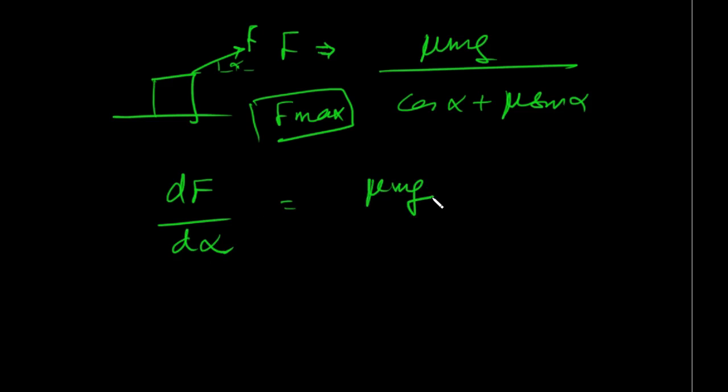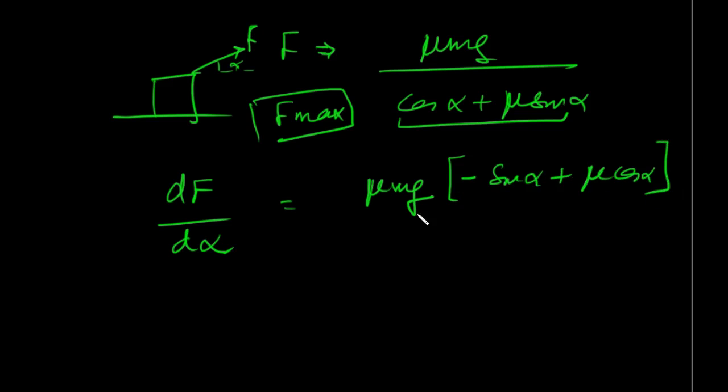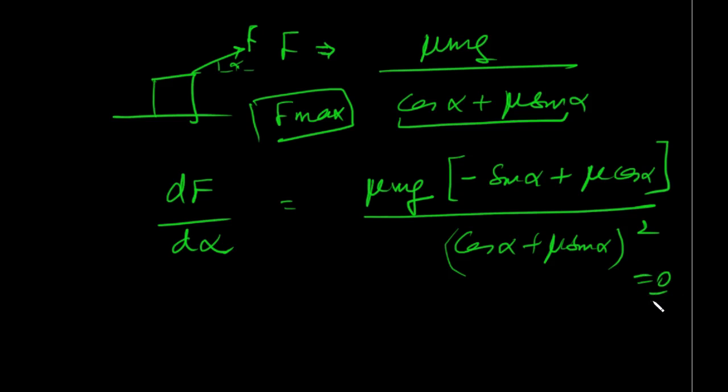We get mu mg, and this is constant because the denominator is not constant, so this will be minus sin alpha plus mu cos alpha divided by cos alpha plus mu sin alpha, the whole square, equal to 0. And we also have to calculate d square F by d alpha square. Okay, you see I have written here maximum.